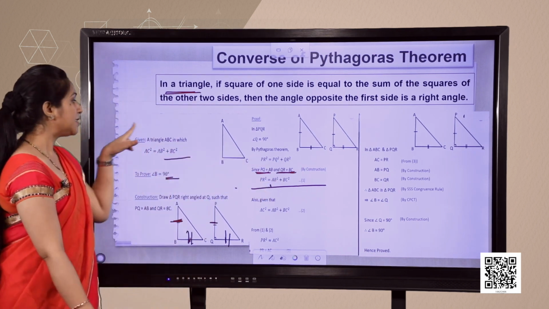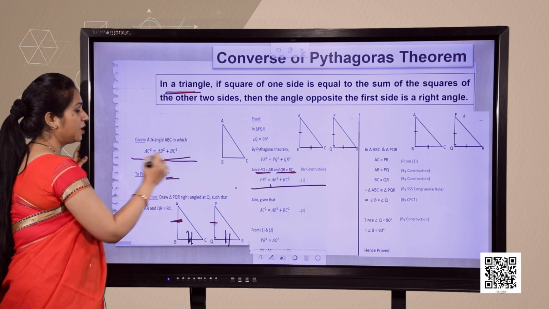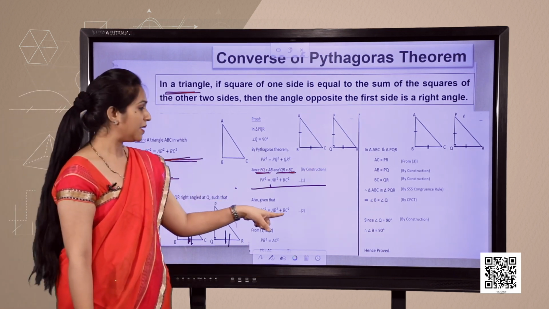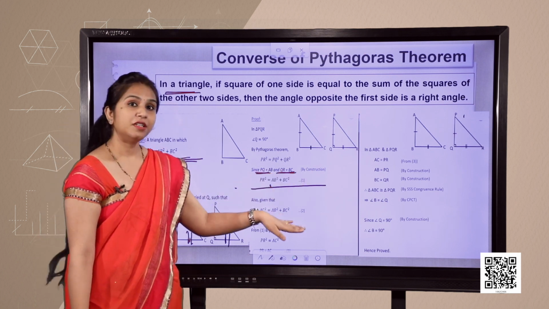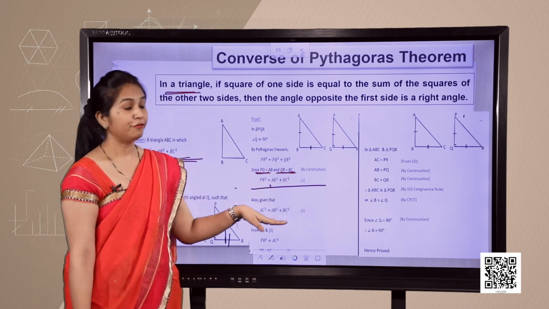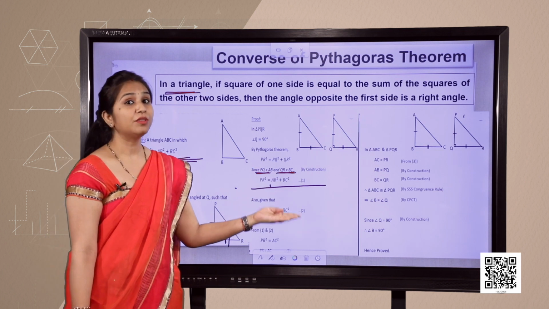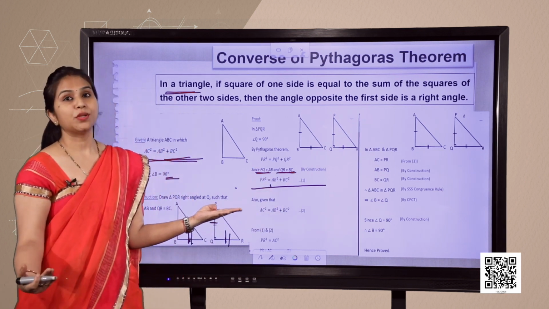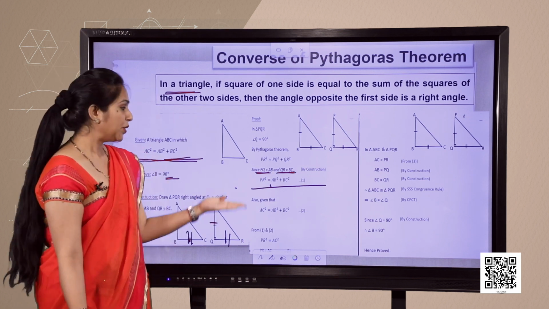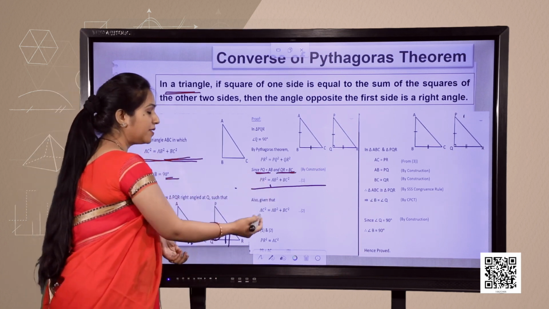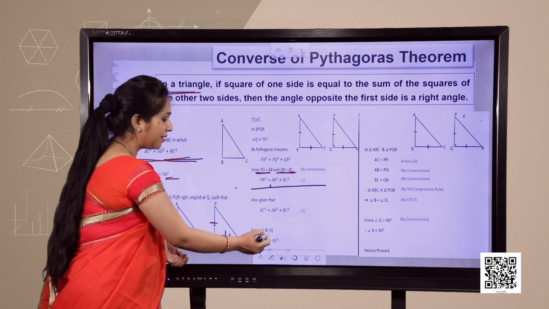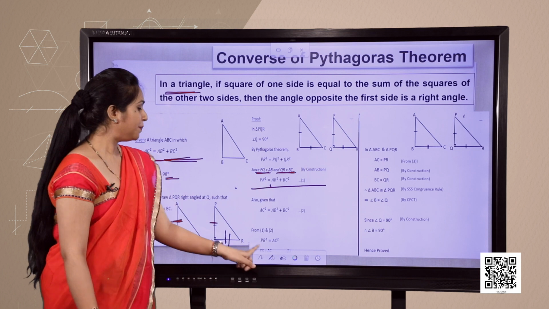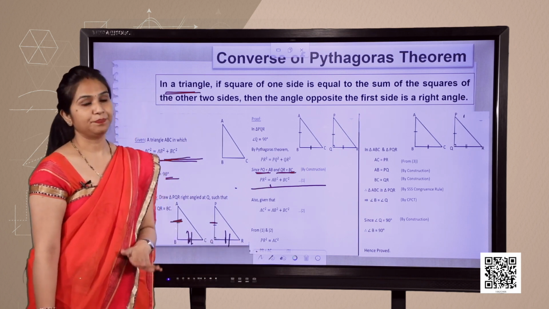Now come to the thing which is given to you. You are given AC square is equal to AB square plus BC square. Now carefully observe both the equations. If you see, the right sides of both the equations are equal, and when the right sides are equal, you can also equate their left sides. So what you will have? PR square is equal to AC square, and the square and square get cancelled from both the sides. So we are left with PR is equal to AC, right?